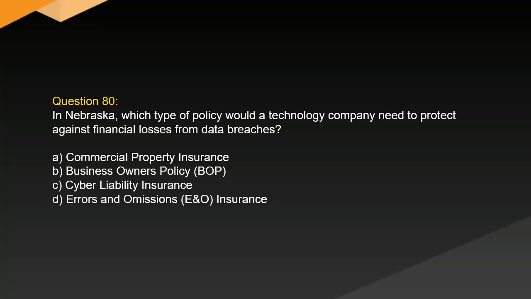Question 80. In Nebraska, which type of policy would a technology company need to protect against financial losses from data breaches? A. Commercial property insurance. B. Business owner's policy, BOP. C. Cyber liability insurance. D. Errors and omissions, E&O insurance.